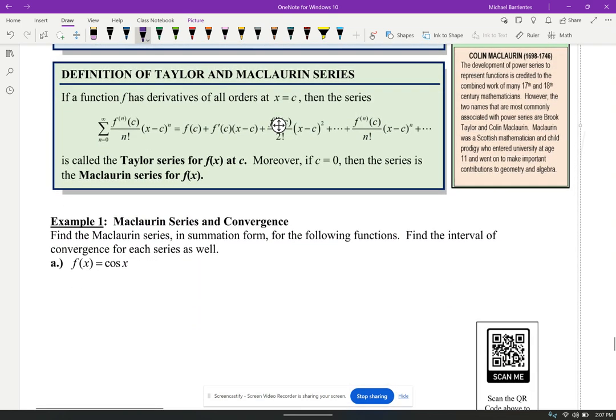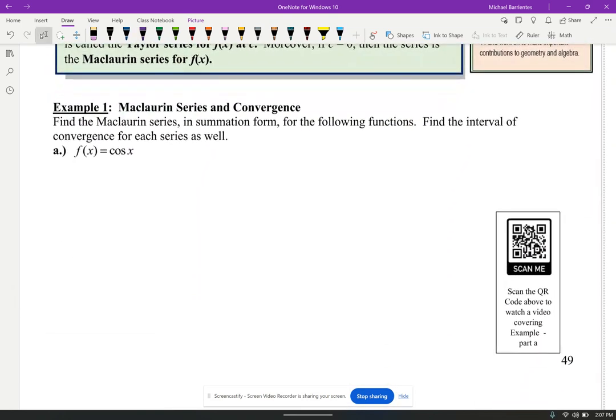And so in this video, we're going to do example one. Number one, we're going to hash out a Maclaurin series for cosine x, and then we're going to find the interval of convergence, because that's going to tell us on which x this series actually gives me an answer that is equal to the cosine of x. So let us begin here. Can we find the Maclaurin series in summation form for the following functions?